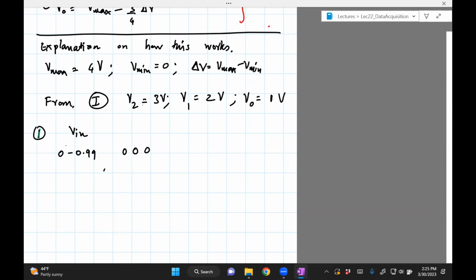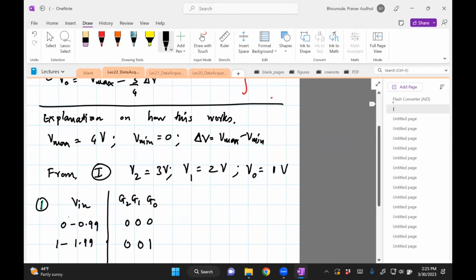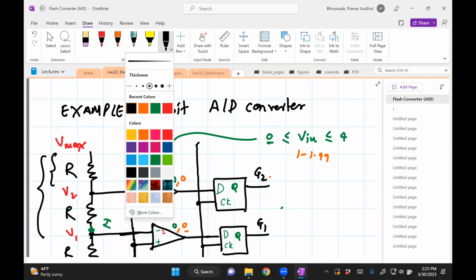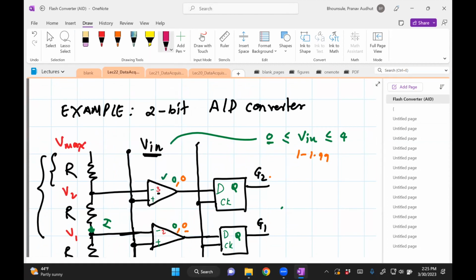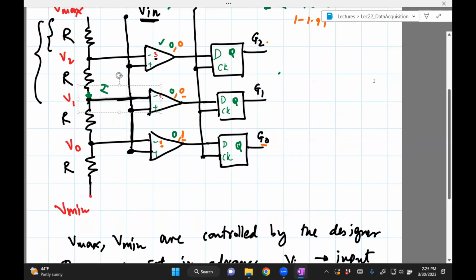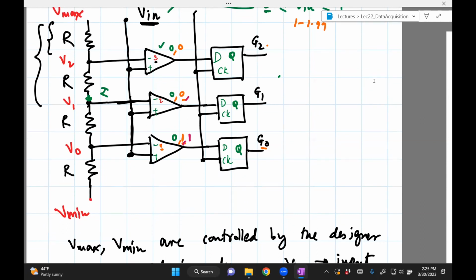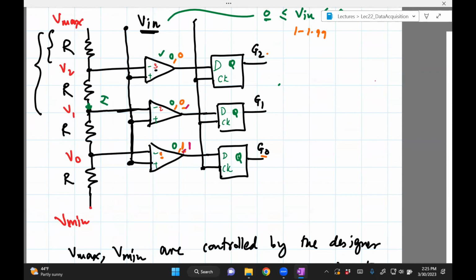I have this backward in my notes. I have it like this: G2, G1, G0. So I said G0 would be 1, G1 would be 0, G2 would be 0, and this is for 1 to 1.99. Now let's see what happens if you send in 2.0 all the way to 2.99. Since 2.5 is greater than 1, this one will be 1. Since it is greater than 2, this will be 1, and this would be 0. So 1, 1, 0.